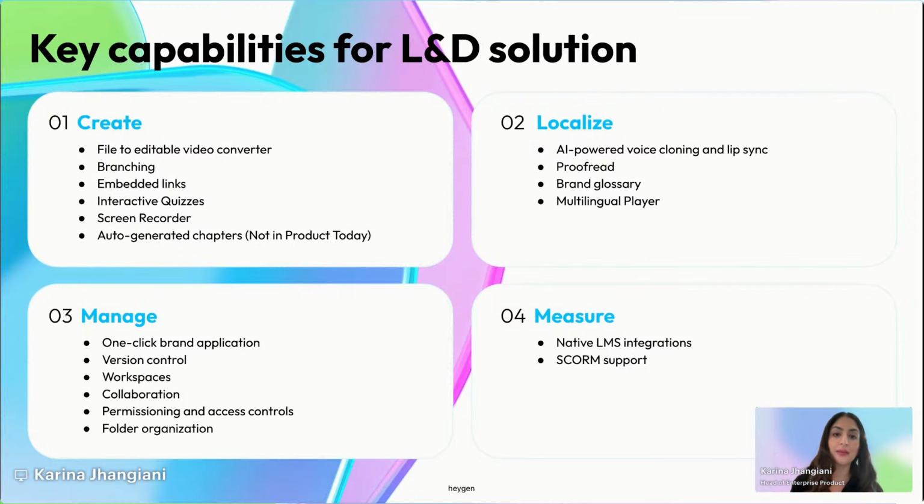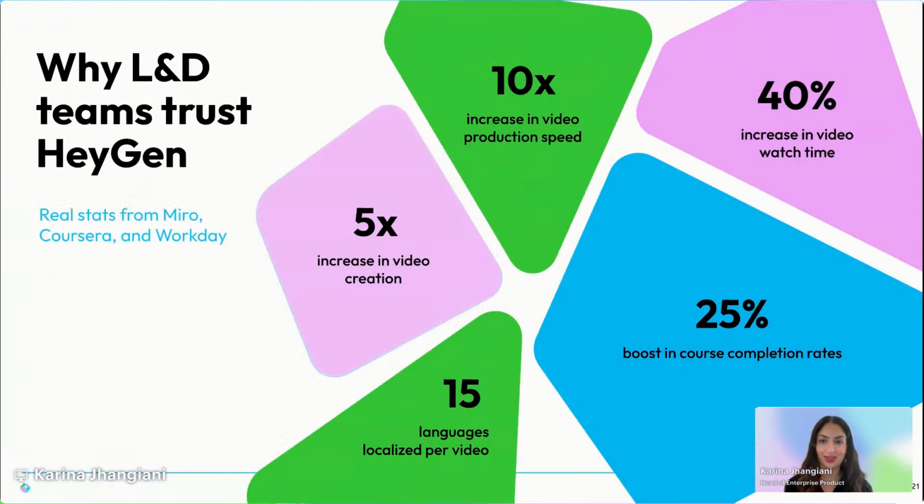And then lastly, with the measurement, I want to get back to this piece. So today, a lot of you are using Articulate and the likes of that for your LMS. We have native LMS integrations through HTML embed code copies, as well as SCORM support for both AI-powered videos, translated videos, and interactive videos. So why should L&D teams trust HeyGen?